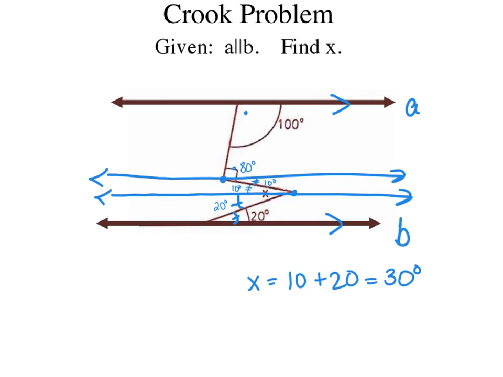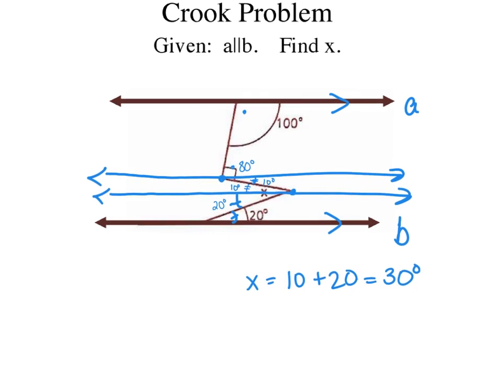All crook problems are done in this way, where you draw a line parallel to the other two through any place where the segment in between bends.